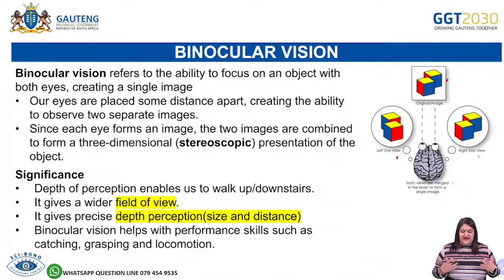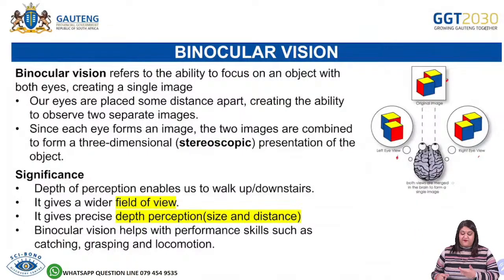And what is the significance of this? Why do we need to have stereoscopic binocular vision? It's so that we have depth perception. It enables us to walk up and down stairs. Imagine if we couldn't have depth perception and we had to walk upstairs. That would be really, really difficult, because we wouldn't be able to judge how high the step is, or how low the step is. It gives a wider field of view. It gives precise depth perception, which is size and distance. So when we are crossing the road, we are able to tell how far a car or an object is from us.